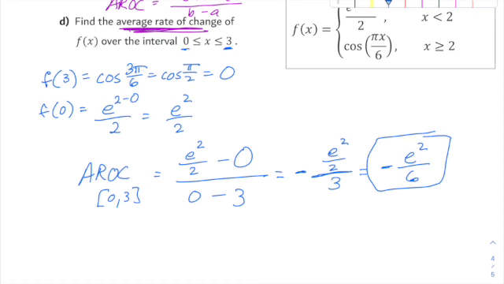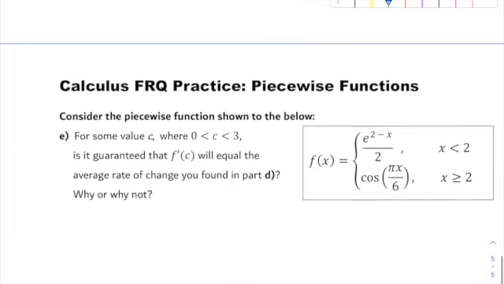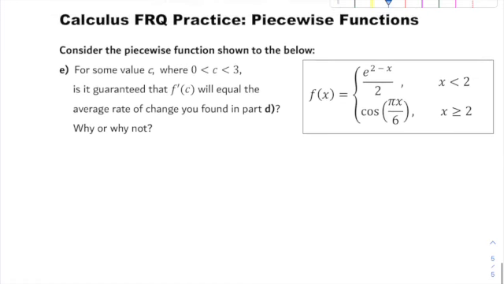So now let's move on here. Last part: for some value c, where c is between 0 and 3, is it guaranteed that f prime of c will equal the average rate of change you found in part D? That average rate of change, in case we need to refer to it, was negative e squared over 6.